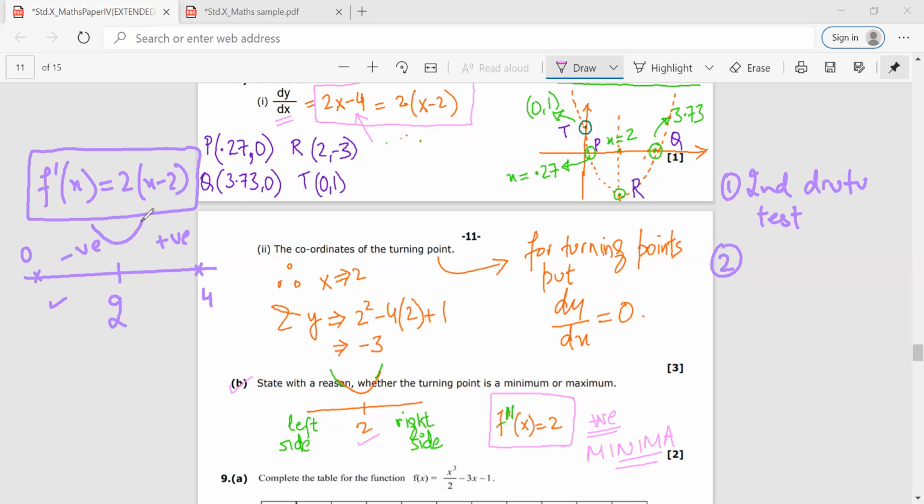Is there any doubt? No, sir. And that is why this point is a minima point. And of course, we have understood that by looking at the actual graph of the equation also. Any confusion? No, sir. Great, sir.